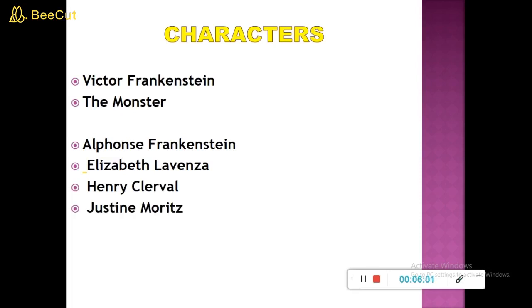Justine Morris is the girl whom the family of Victor adopts, and she is accused of the murder of William. Robert Walton is the person who is listening to the story of Frankenstein. He records the story of Frankenstein in his letters, and these letters he sends to his sister. So this is all about the characters.